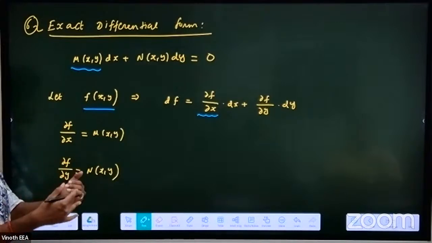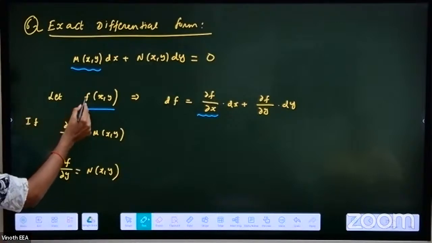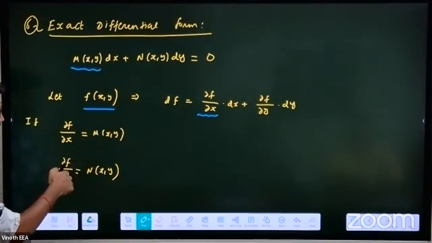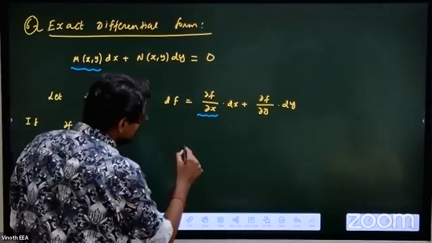Okay, if I'm able to define a function f such that dou f by dou x equal to m, dou f by dou y equal to n, okay, then what will happen to this equation?